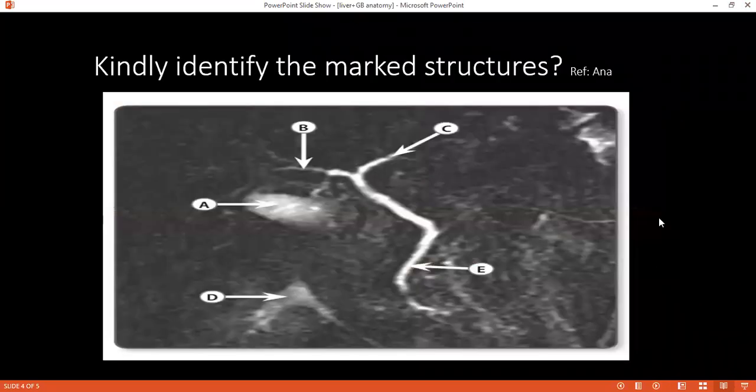Can you identify the structures that you're looking at? What is the image that you're looking at? Ma'am, this image shows a magnetic resonance pancreatic cholangiogram. The structure A is the gallbladder, B being the right hepatic duct, C the left hepatic duct, and E is the common bile duct. Structure D is the renal pelvis showing the contrast enhancement.